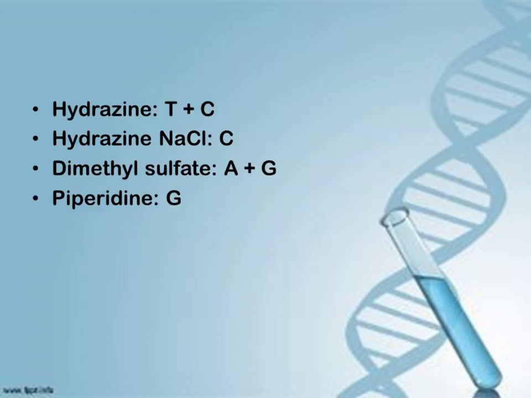Here you can see in this slide that hydrazine is used to cut the thymine and cytosine combination. Hydrazine with sodium chloride is used for cytosine only. Dimethyl sulfate is used basically for the adenine and guanine combination, and piperidine is used for the guanine combination only. You see here the Maxam and Gilbert chemical degradation method. This method is not very popular because it is time consuming and labor intensive.